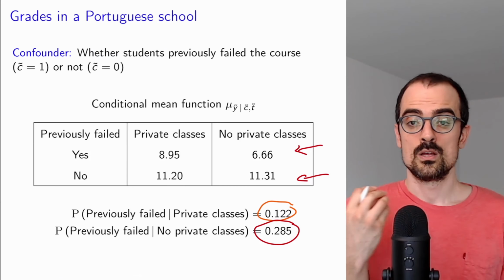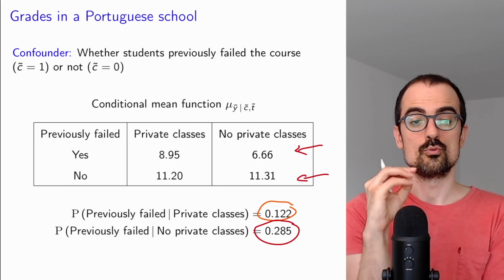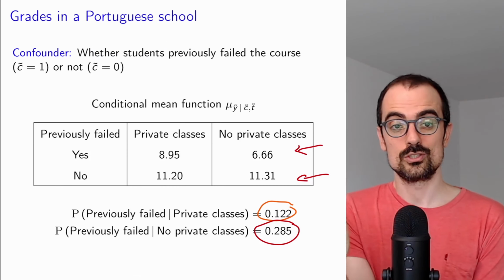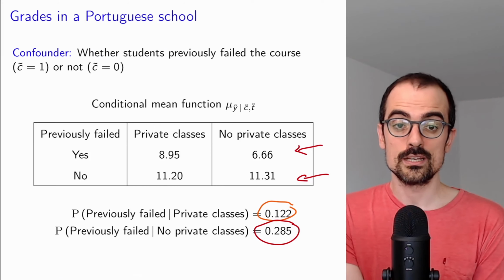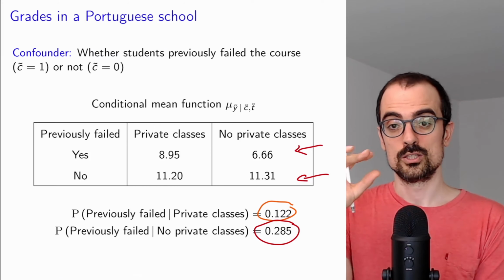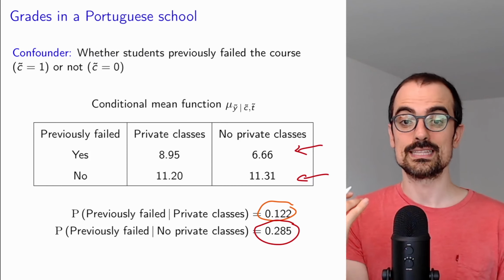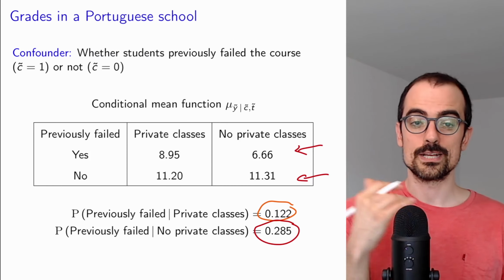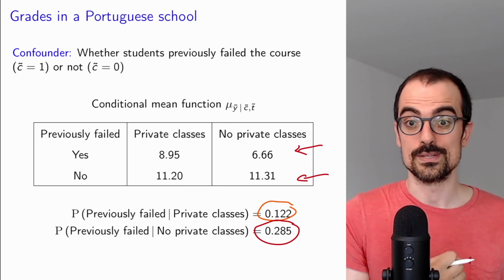And now what happens? Well, it seems that in the group that received private classes, systematically there are fewer of these students that previously failed, and that is artificially going to make the treatment group look better. The grade average in the treatment group is going to be artificially higher because it does not include as many of these students that previously failed.